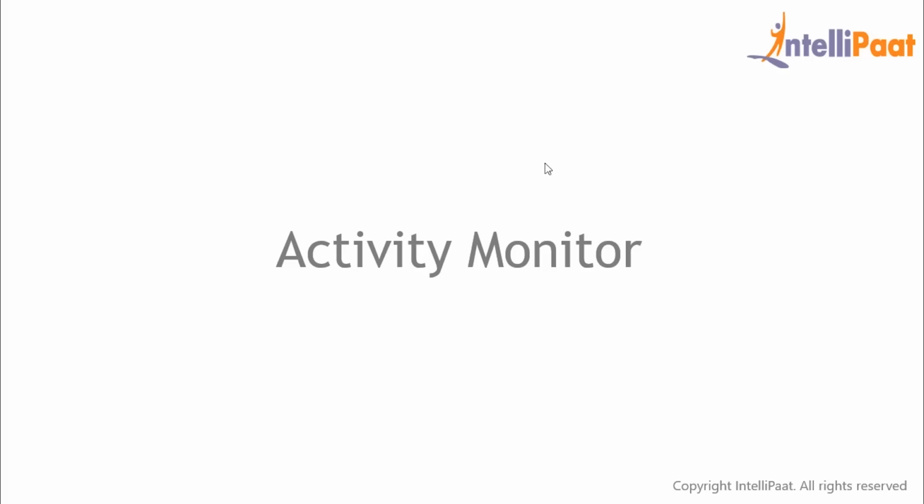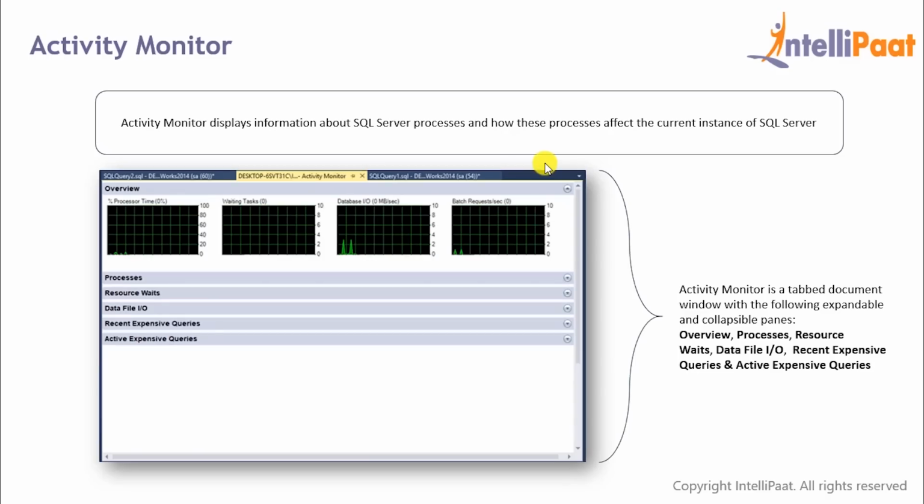So those were some of the dynamic management views. Now we will work with Activity Monitor. SQL Server Activity Monitor is a feature in SQL Server Management Studio that displays information about the SQL Server processes and their effect on SQL Server performance. The Activity Monitor consists of these expandable panes: overview, processes, resource waits, data file IO, recent expensive queries, and active expensive queries.